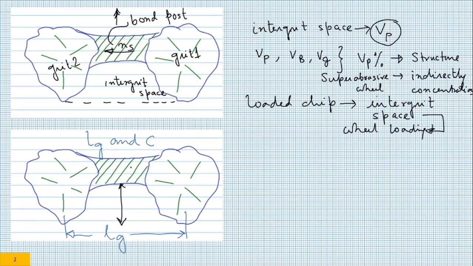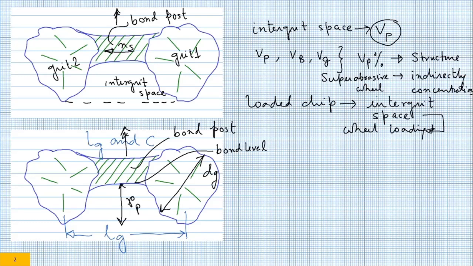So this is your bond, this is your bond post. This is the inside of the grinding wheel. This is the level of bond, so this is bond level. This one is DG, but the entire DG is not protruded. Only a part of it is protruded, and this protrusion we will call RP. So this is decided by RP, and this is also decided by the center to center distance between two grids. And this center to center distance LG is related to your grid density.